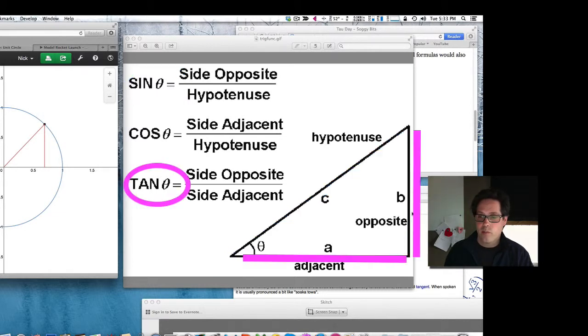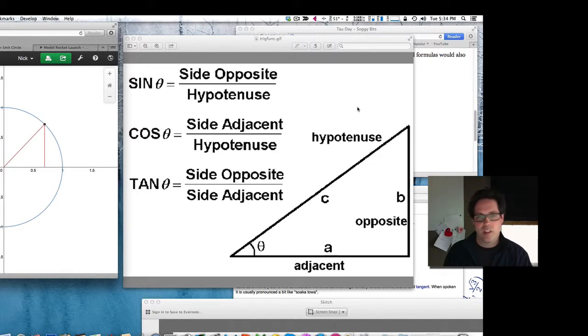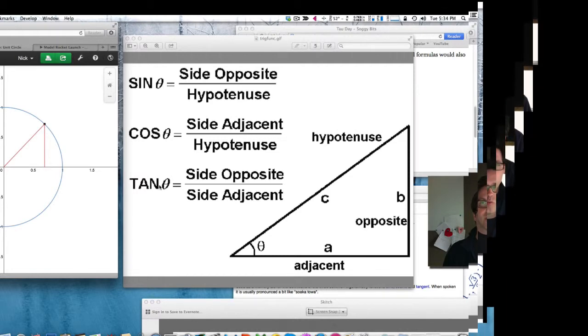There are others, of course. I could also do adjacent over opposite, and I can also do hypotenuse over opposite and hypotenuse over adjacent. Those are also trigonometric functions, but we're not going to focus on them today. They are not as important, frankly, as the sine, the cosine, and the tangent. Okay? All right. Now let's move on to how we could actually use these formulas.